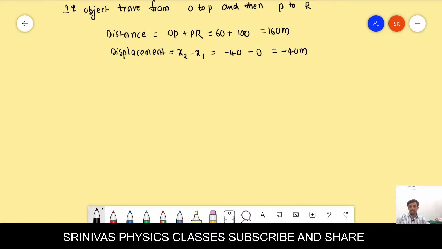Good. The relation between the distance and displacement. I want the relation between distance and displacement.